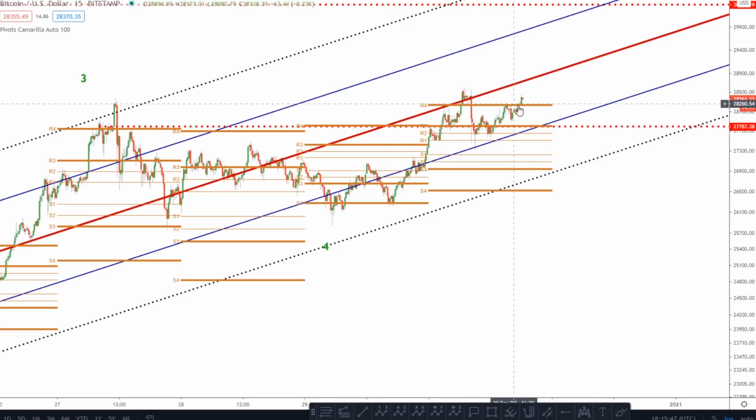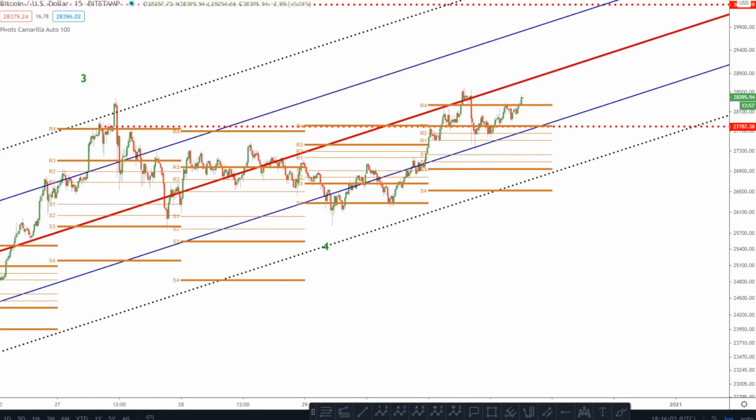Of course, we can't say what's going to happen until the day closes. We could end up closing the day beneath this level, which would be a little bit of a short-term show of weakness. In my opinion, though, the way it's looking is we finish the day above this level. So that's on the 15-minute.